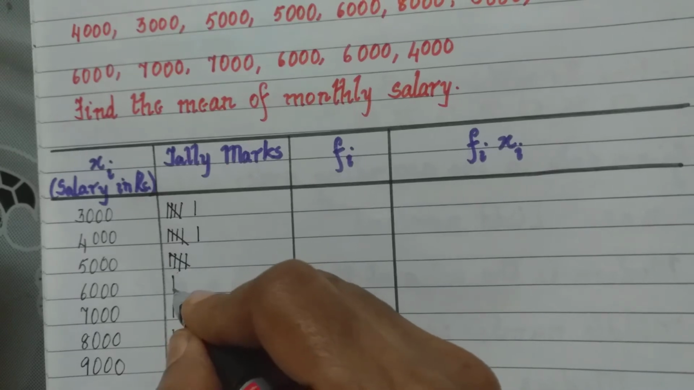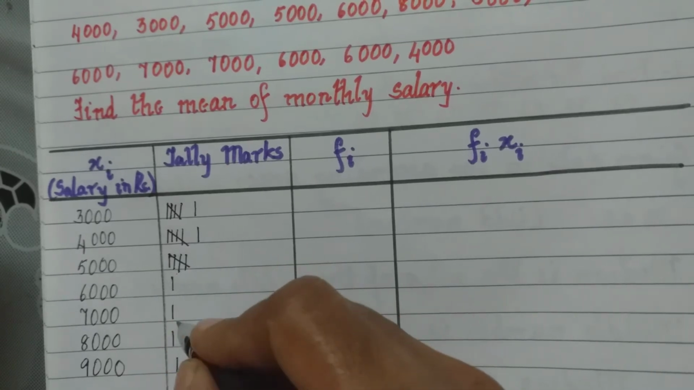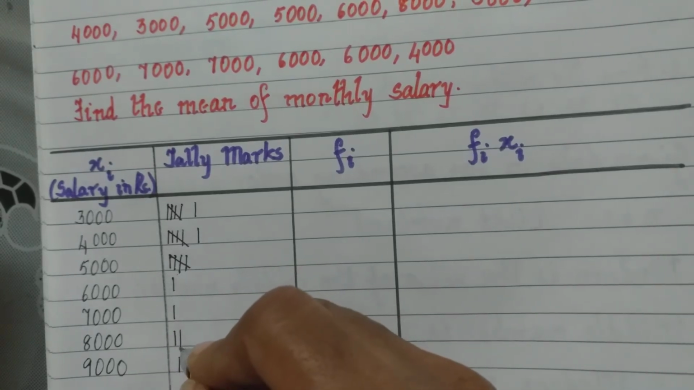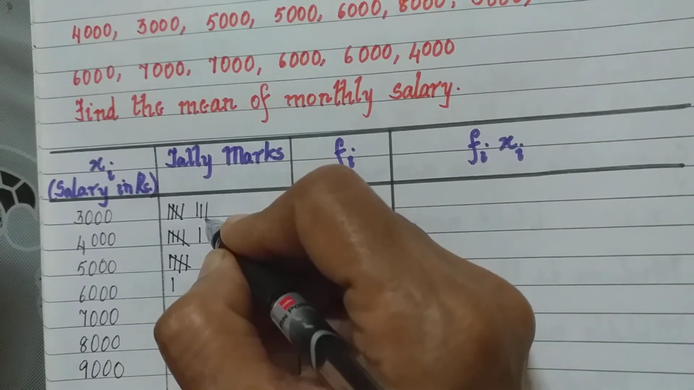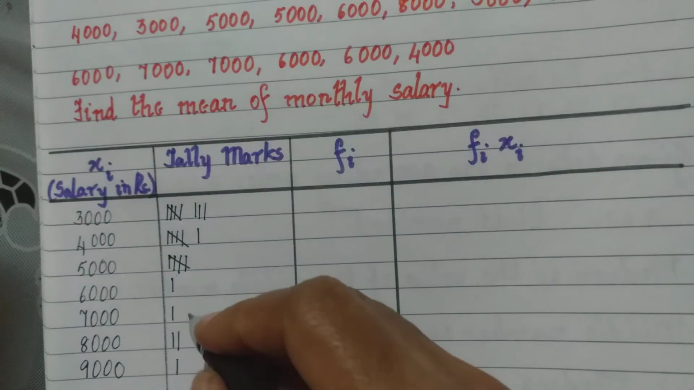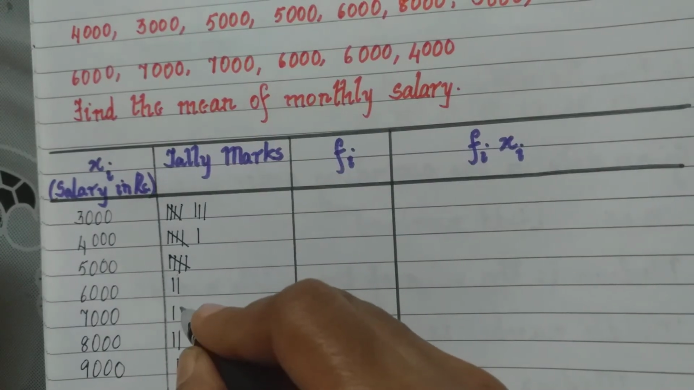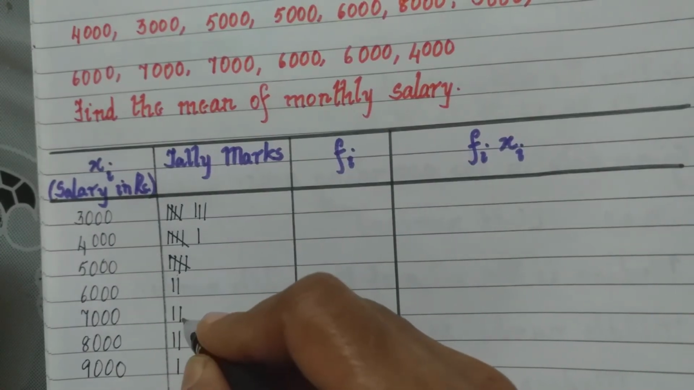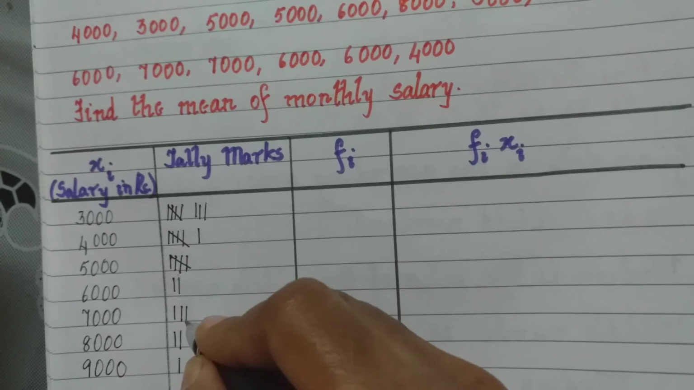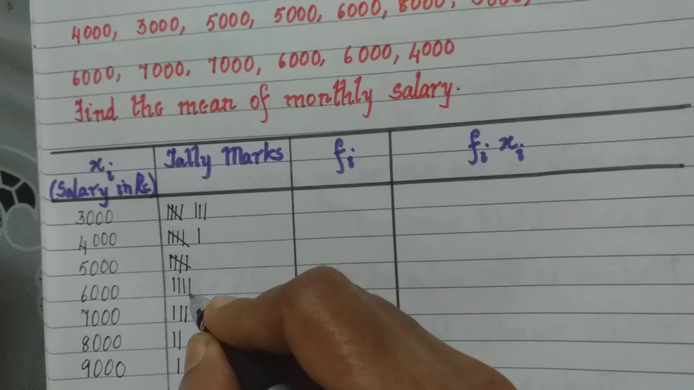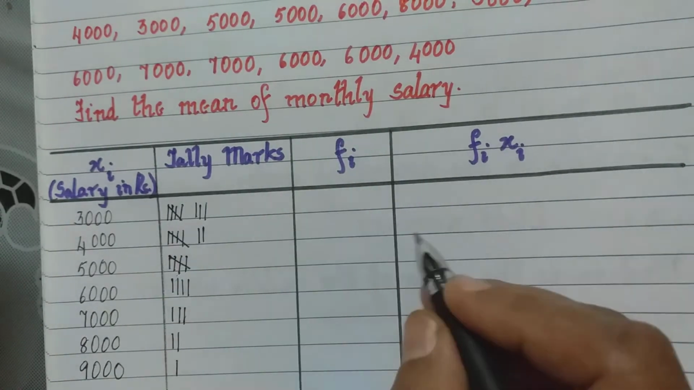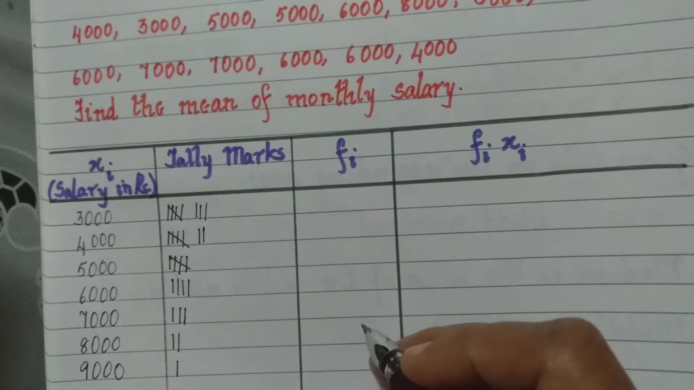6,000, 8,000, 3,000 twice, 6,000, 7,000, again 7,000, 6,000 twice, and lastly we have 4,000. Okay, now we can write the frequency accordingly.